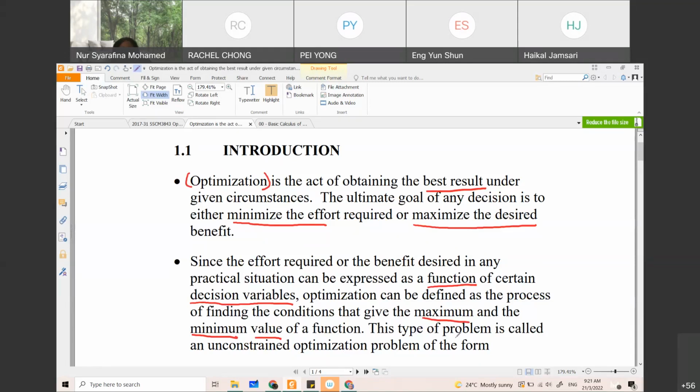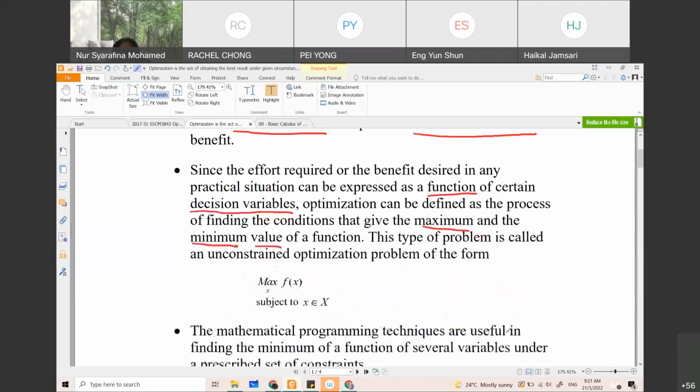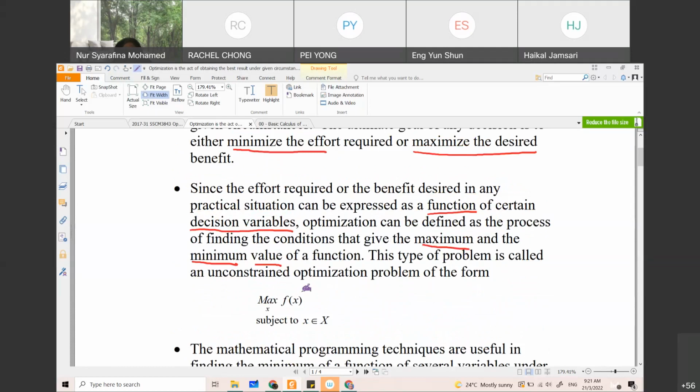So this type of problem is called an unconstrained optimization problem. What type of problem? This type. So if you just have a function, you want to maximize that function where x is in X, then this is just an example of unconstrained optimization.